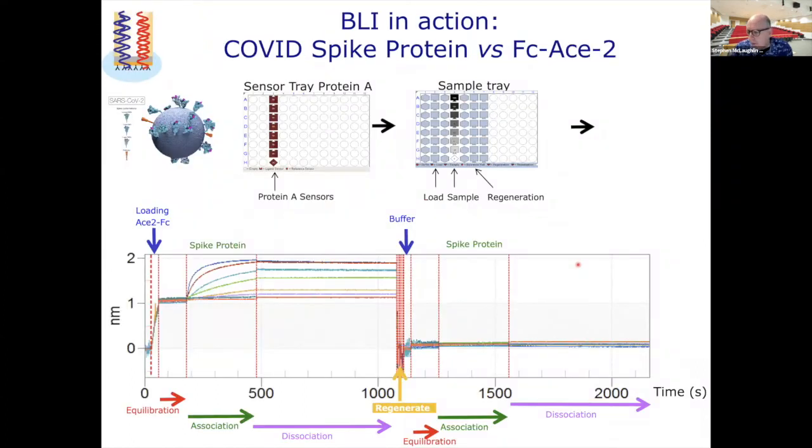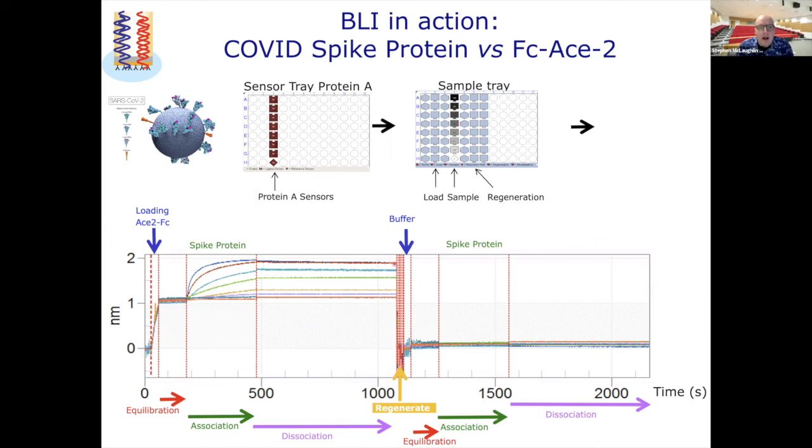So for Octet, here's an example I did with a COVID project, where we wanted to look at the spike protein. It's trimeric, and it was soluble. I wanted to look at binding to the human receptor ACE2, which was functionalized with an Fc, which will then bind onto a protein A sensor. So here we go, we're loading it up, so there's the ACE2 binding, and then we dip that into different concentrations of the spike protein here, and then look at dissociation.